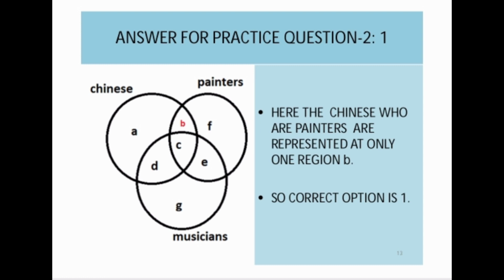So we should remove the letters D, C, E and G. So the letters left are A, B and F. A represents only the Chinese, F represents only the painters. But the intersection between Chinese and painters, B, represents Chinese who are also painters. So the correct answer is B, which is option 1.